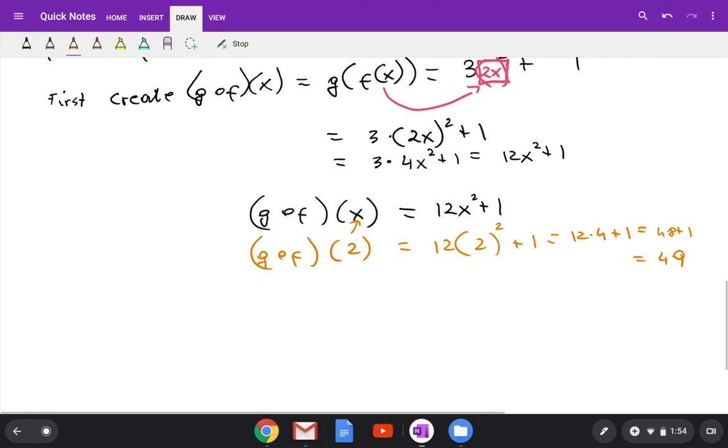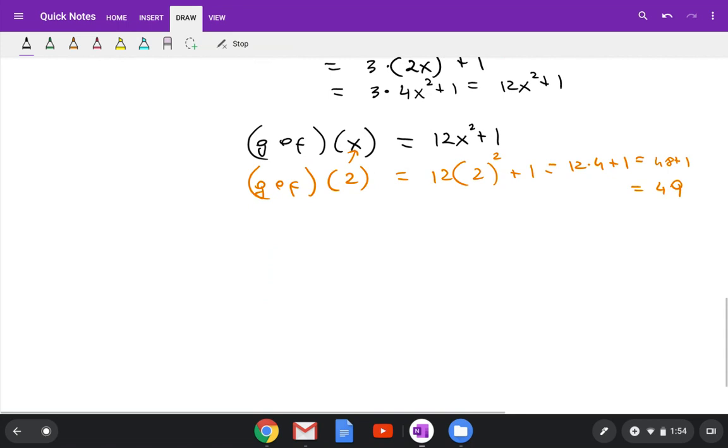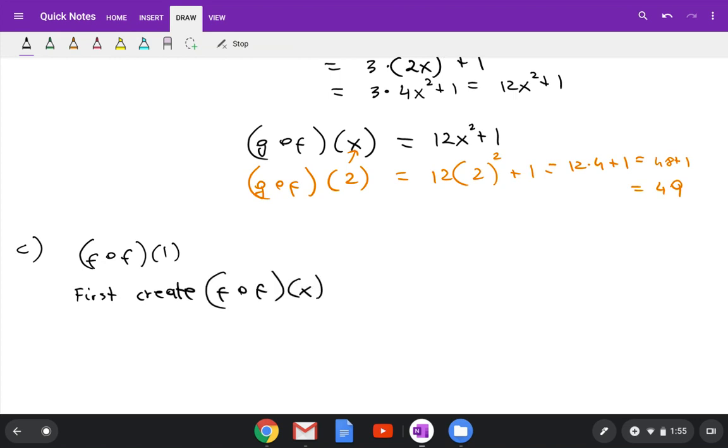Okay, C. For C, they want you to evaluate f composed with f of 1. So what we're going to do first? First, create the composition f composed with f of x. So we have original function f and we plug in function f where we used to have x. So how is that going to work? F composed with f of x.